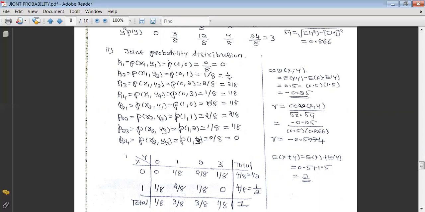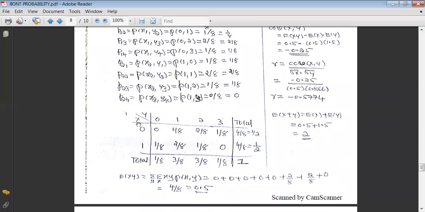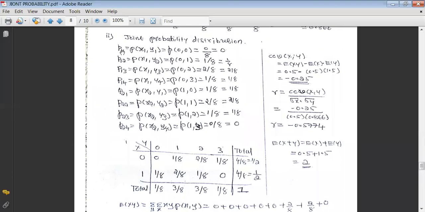This represents the way of computing the joint probabilities. Now let us write them in the form of a joint probability distribution. That is, x takes two values 0 and 1. Y takes four values, namely 0, 1, 2, 3. P11, that is 0, 0. That is 0. Next 0, 1. It is 1 by 8. 0, 2. It is 2 by 8. 0, 3. That is 1 by 8. Next 1, 0. 1 by 8. Next 1, 1. 2 by 8. 1, 2. That is 1 by 8. 1, 3. That is 0.